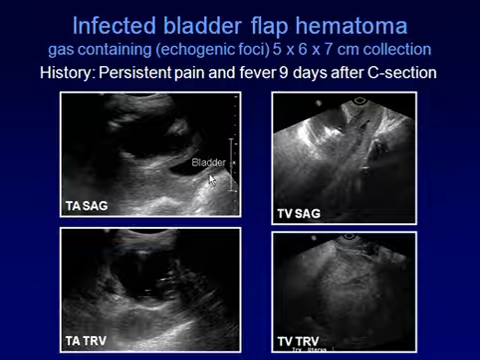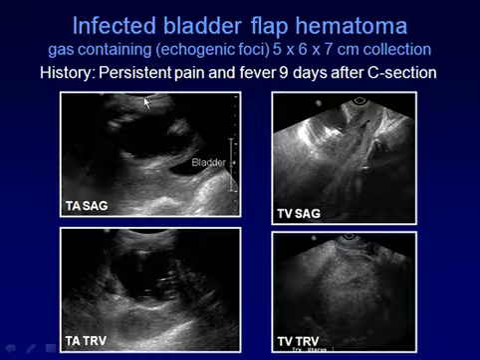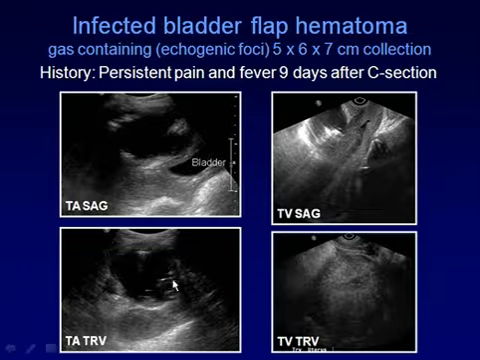Sometimes these hematomas can become infected. These are images from a sonogram in such a patient who has a gas-containing collection in the bladder flap region and was having persistent pain and fever. On the transabdominal view, you can see a little bit of urine in the bladder. This is the uterus, and so sort of between the bladder and the uterus is a fairly large complex fluid collection. There are foci of air with a little bit of dirty shadowing and some other echoes within as well.